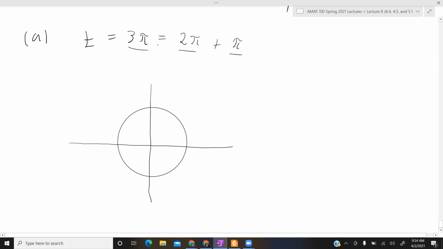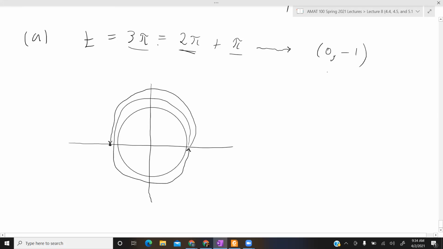Well, if I traveled 2 pi, that means I go around the circle. So that would correspond to this piece right here, the 2 pi. But now I'm going to travel pi again. I'm going to travel another distance, pi. So that means I go halfway around the circle. So the point corresponding to this, so this corresponds to the point (0, -1), right? So that corresponds to (0, -1).